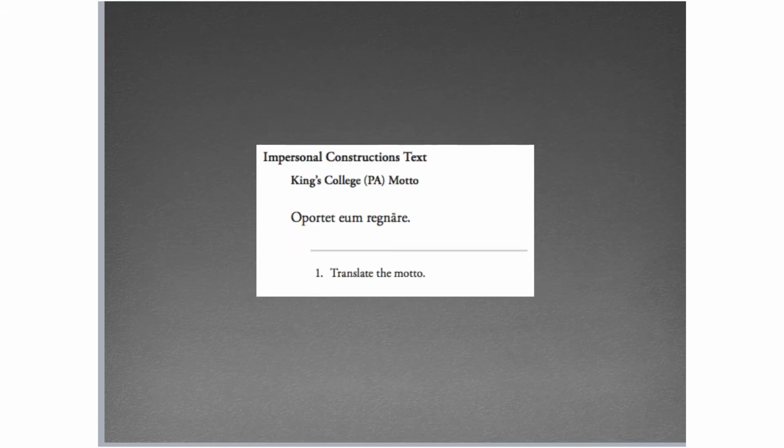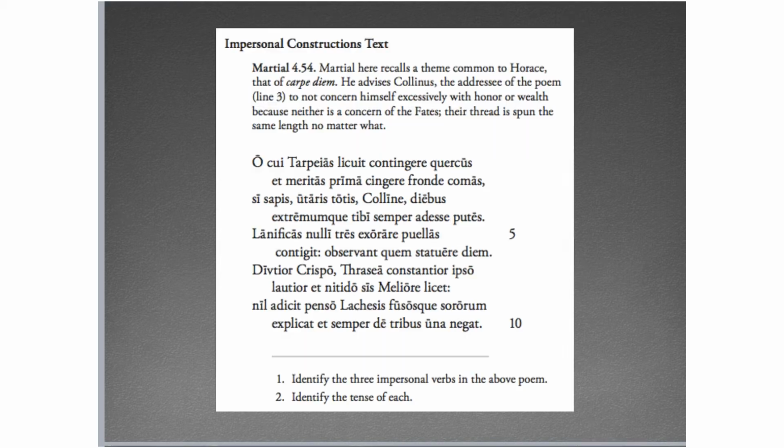King's College in Pennsylvania has an impersonal verb in their motto: portet eam regnare. It is fitting to rule him, to kind of rule the person. Not quite sure why that's their motto, to be honest.